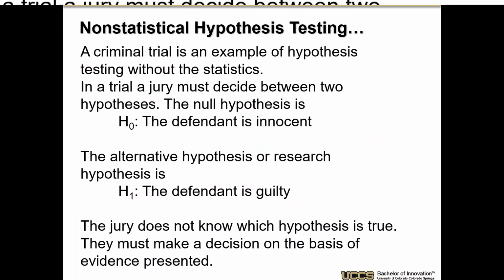So let's talk about non-statistical hypothesis testing. Okay, so a criminal trial is an example of hypothesis testing without statistics. In a jury trial, we must decide between two hypotheses. The null hypothesis in the United States, H0, is that the defendant is innocent. Innocent until proven guilty, that's what we say. The alternative hypothesis is that the defendant is guilty. The jury doesn't know which hypothesis is true. They must make a decision based on the evidence presented.